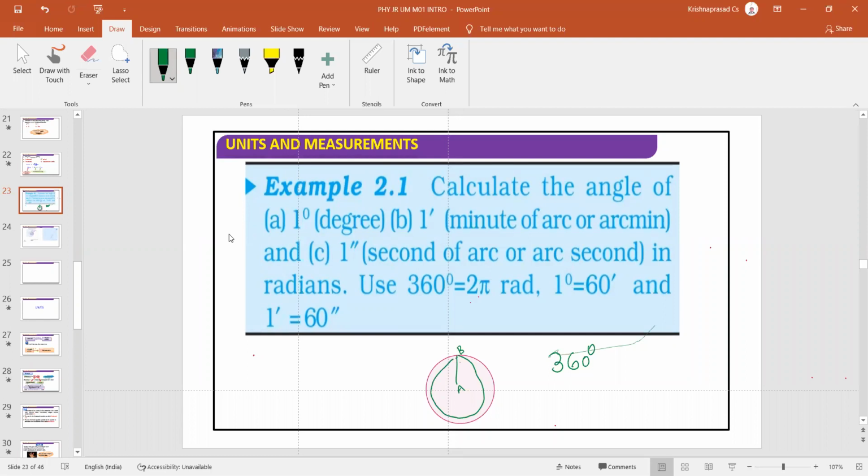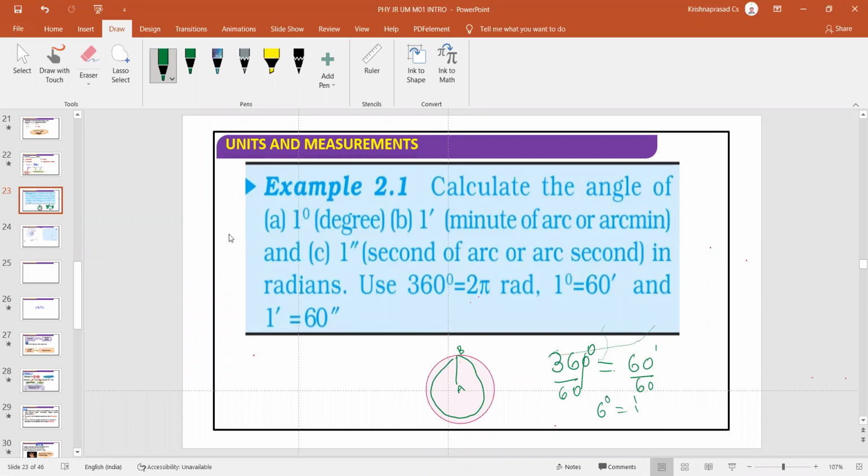60 minutes. The total time covered by the minute hand in order to complete one rotation is 60 minutes. So 360 degrees is 60 minutes. In order to get the value of 1 minute, what we need to do? Divide by 60. 360 by 60, right? So here the value will be 6 degrees. 1 minute is equal to 6 degrees.